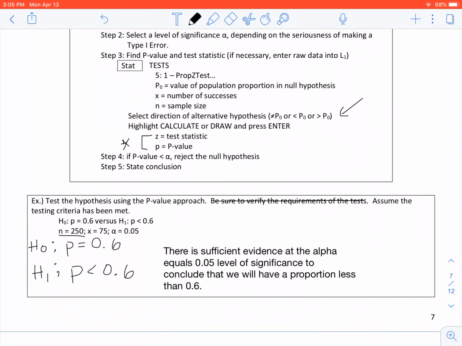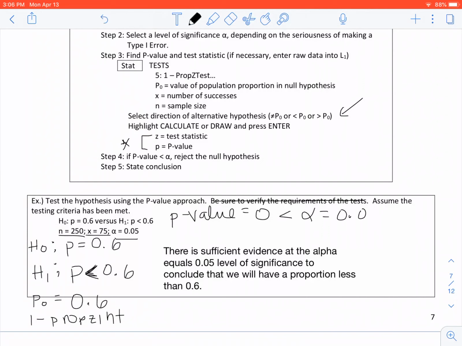If you notice, we have n and we have x, and we also have our p naught value, which is equal to 0.6. We need to go to 1-prop z test and enter in all those values. You have to enter in p naught, x, and n. Make sure you select less than for your alternative hypothesis, and then select enter. When you do that, you should get a p-value. I got a p-value of 0, and we need to compare that to alpha. Alpha was given to us as 0.05, and the p-value is less than alpha, which means we are going to reject our null hypothesis.